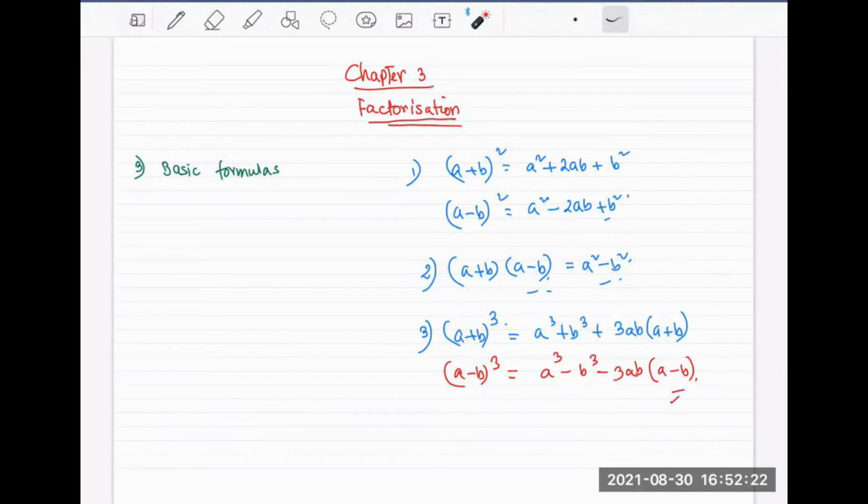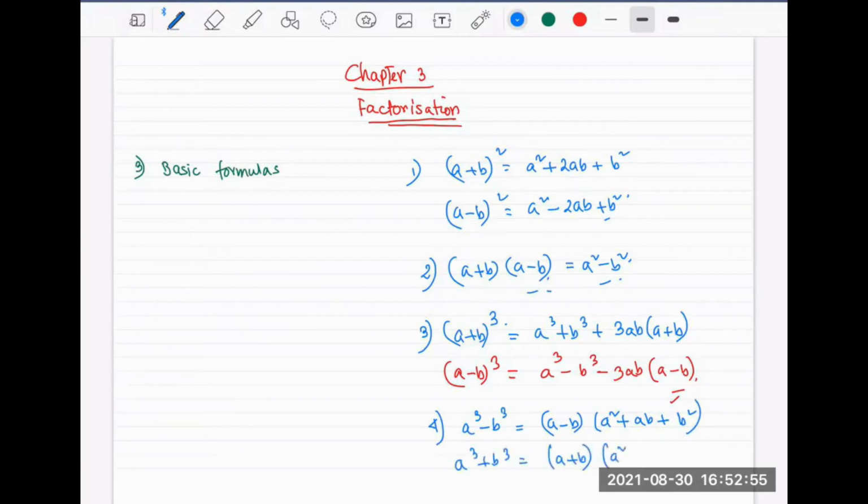Okay. Third formula. Let me give you one more formula, the fourth formula, which will be a very important one. So the fourth formula is a cube minus b cube. I can express this as (a minus b)(a square plus ab plus b square). And a cube plus b cube is (a plus b)(a square minus ab plus b square). The difference between these two formulas is you can remember the other one just by remembering the previous one, okay?